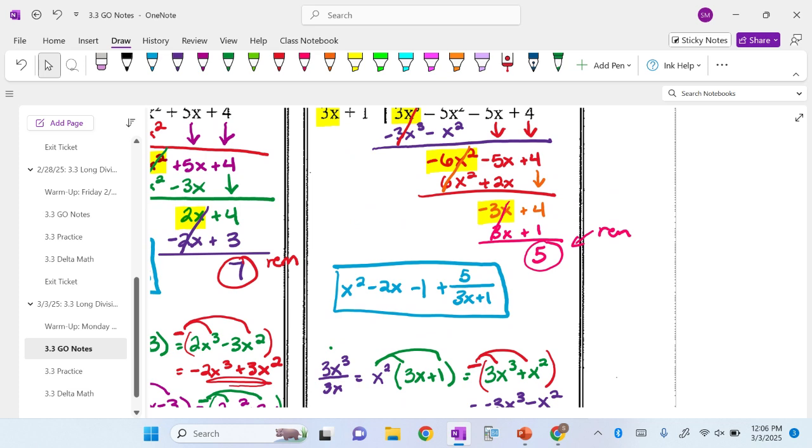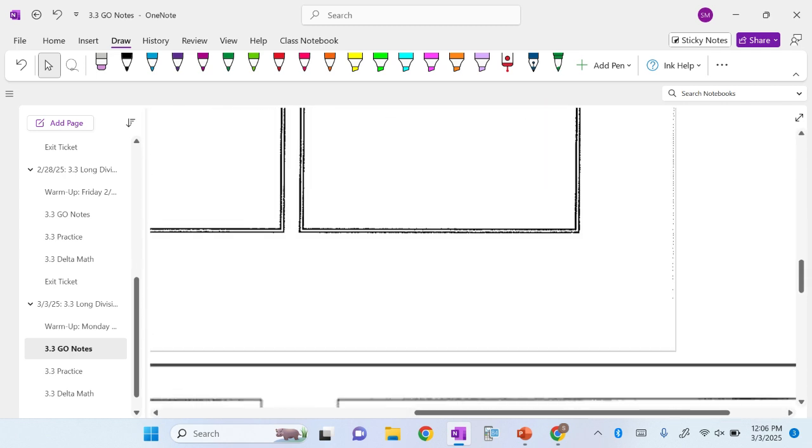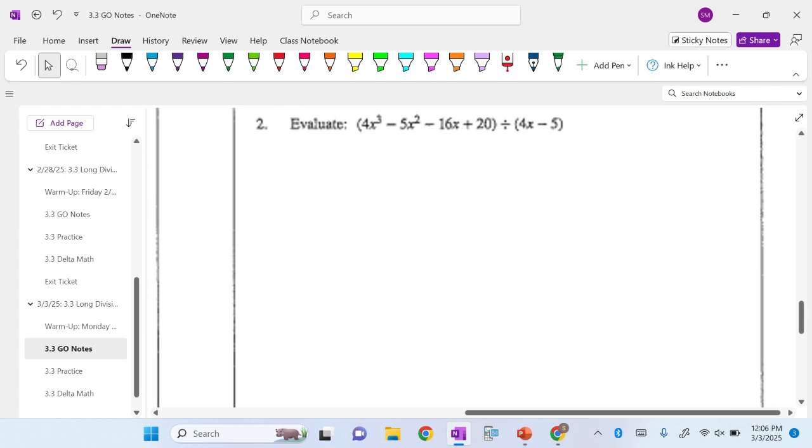I want to do one more just to make sure that it hits home. All right. So turn over on the back. We're going to do number 2 together. So we'll do synthetic tomorrow. I just want to focus on long.